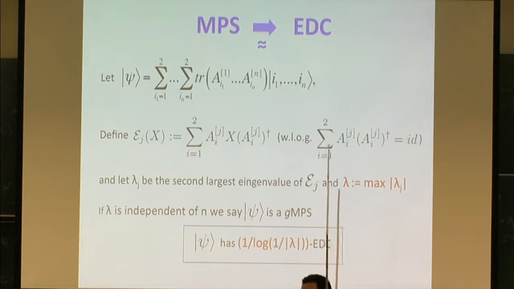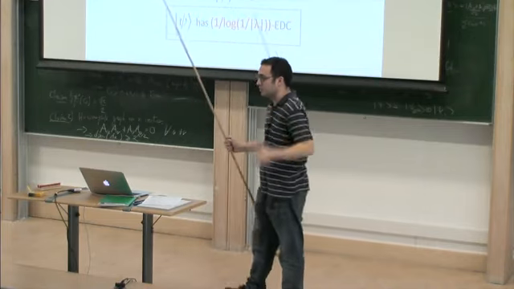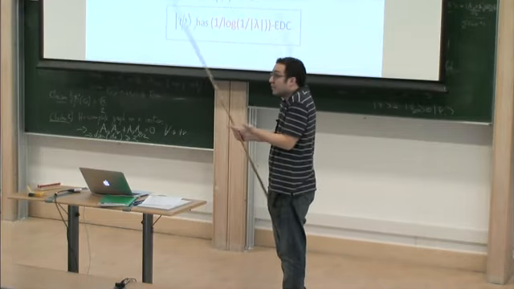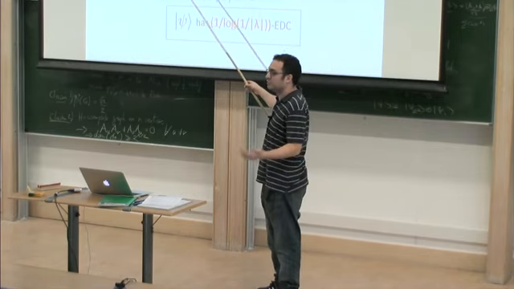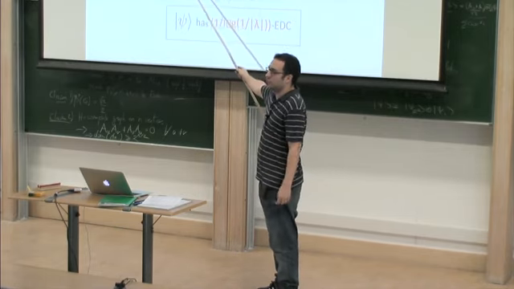Fernando? Yes. Normally when you talk about gaps, you talk between the lowest and the... Oh yeah, indeed. Here it's between the largest and the second largest. No, because it's not a gap of a many-body model. It's just a gap of the channel. Maybe I shouldn't use the word gap. It's just the value of the second largest eigenvalue.